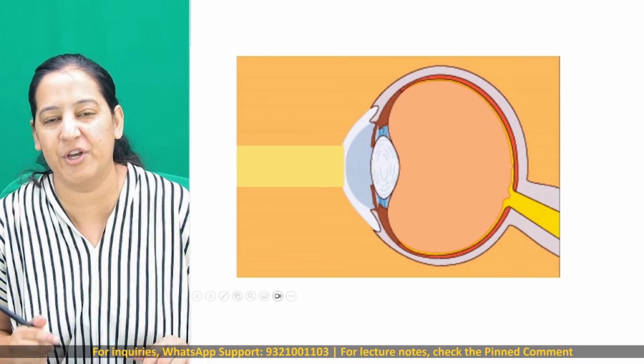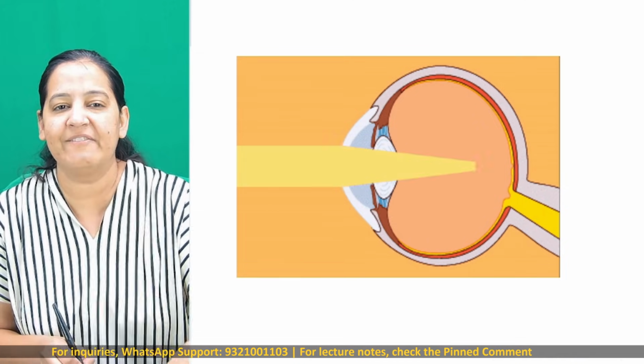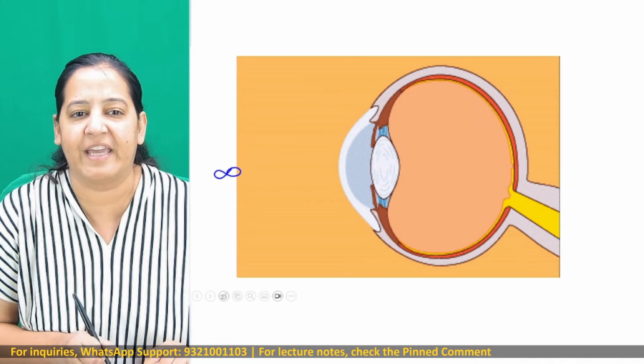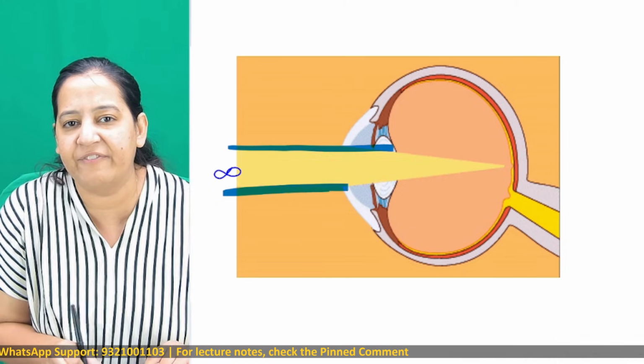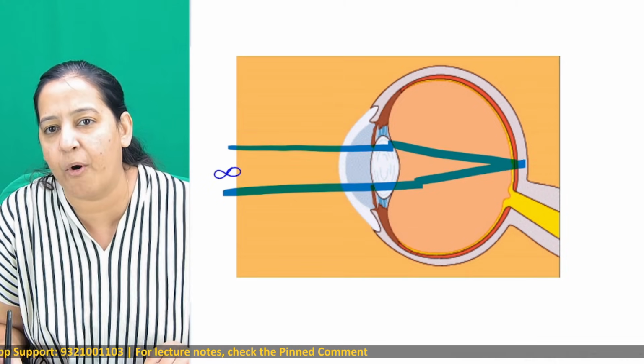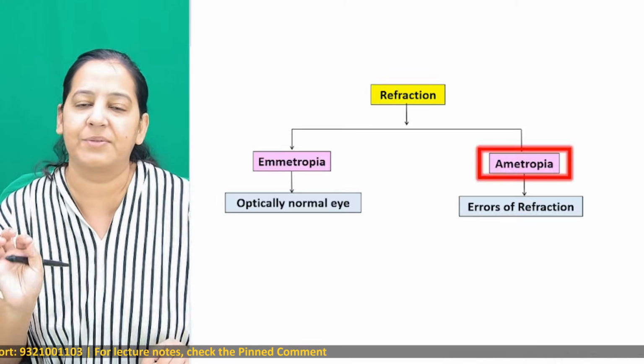You can see this video and you will realize what I want to say. When the rays are coming from infinity, you can appreciate the eye is focusing the rays coming from infinity automatically at a point on the retina. So this is emmetropia.